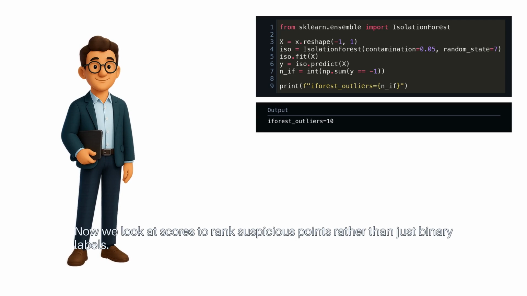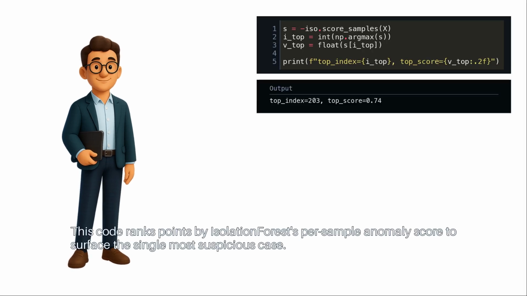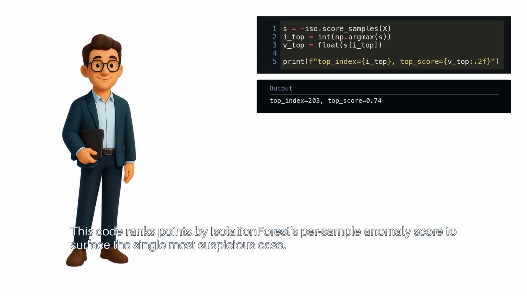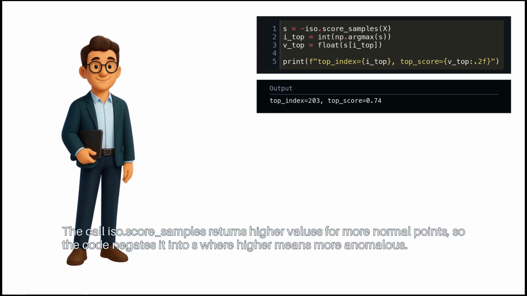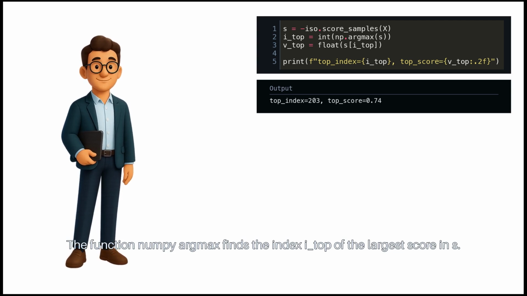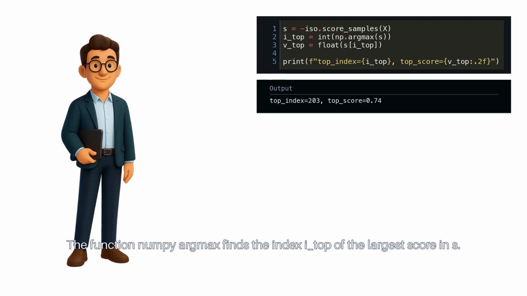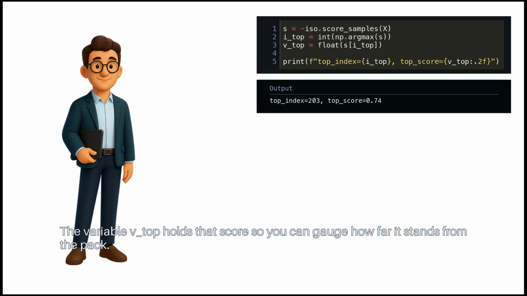Now we look at scores to rank suspicious points rather than just binary labels. This code ranks points by IsolationForest's per-sample anomaly score to surface the single most suspicious case. The call iso.score_samples returns higher values for more normal points, so the code negates it into s, where higher means more anomalous. The function numpy argmax finds the index i_top of the largest score in s. The variable v_top holds that score so you can gauge how far it stands from the pack.